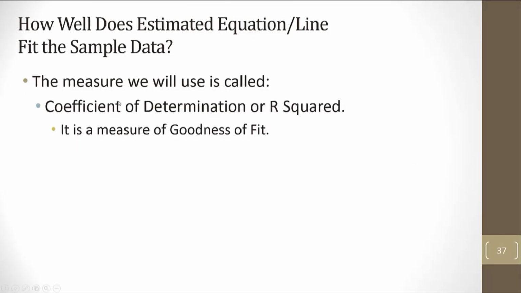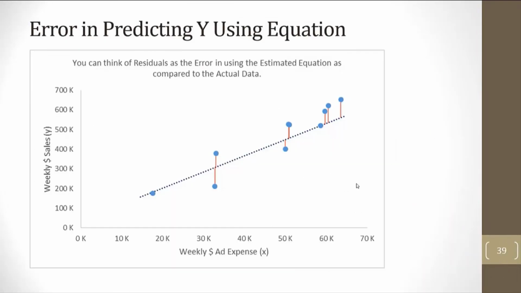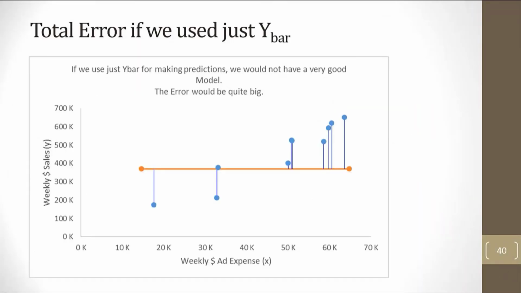Next slide, our calculation, as we mentioned, is going to be called r squared, also known as the coefficient of determination. And it will measure the goodness of the fit of our estimated regression line to the actual sample data points. Now, before we go and calculate, in review, here's what a perfect model would look like. All the points on the line. Here's our residuals. That's the error in using our estimated regression equation. Here's the total error that we would have if we use Ybar. You can see that's much bigger than the error we would get if we used our regression equation.